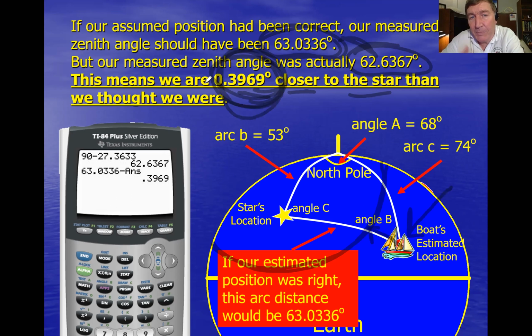Now, the trick is, how many nautical miles does this correspond to? Because when we want to draw this on the chart, we need nautical miles. We don't want degrees, we want nautical miles. So what we do then is we stroke our chin and we say, if only we knew how many degrees was equal to how many nautical miles. Any of you guys remember what that is? Is it 60? Yeah, 60.